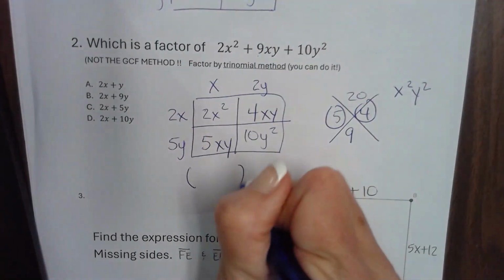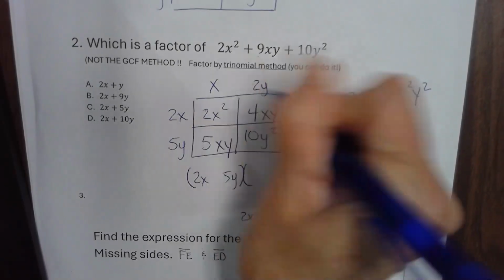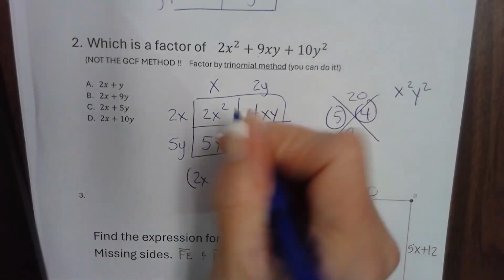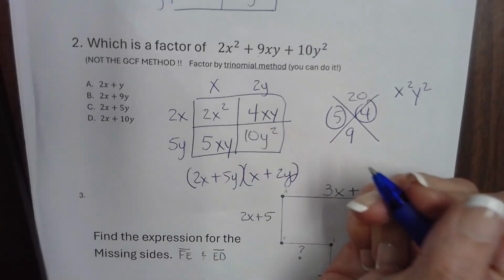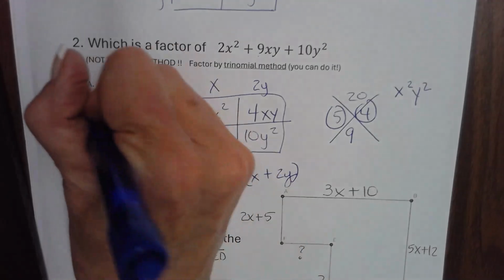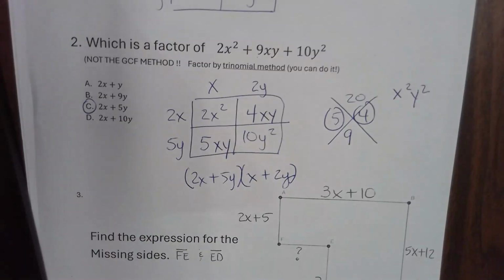So my factored form has 2x and 5y together and x and 2y together. My magic numbers are both positive, so I need plus signs. Only one of the factors is in the multiple choice. It's the 2x plus 5y. Question there?